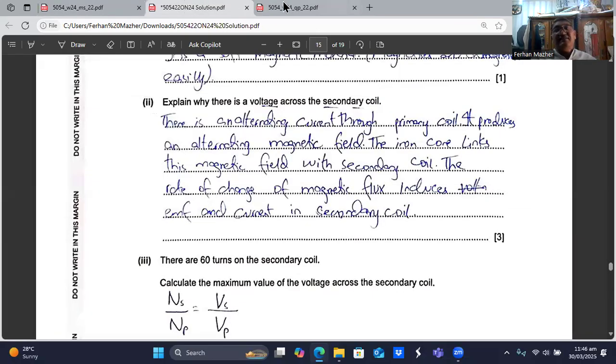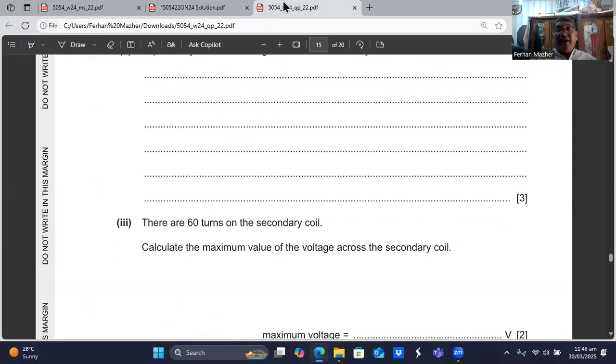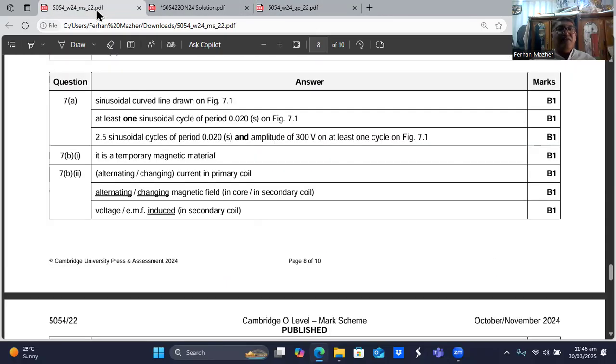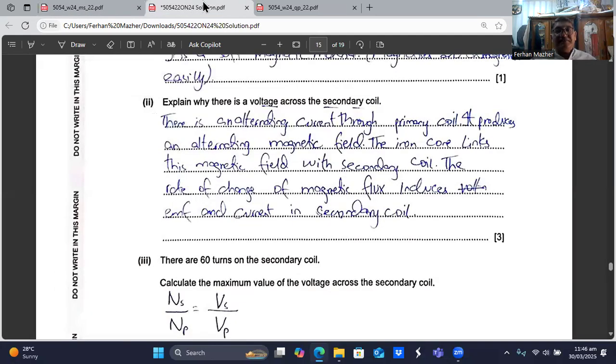She has written this answer. You also remember my answer. And you can write by looking at the marking scheme. Look at the marking again, and you can write a good answer.